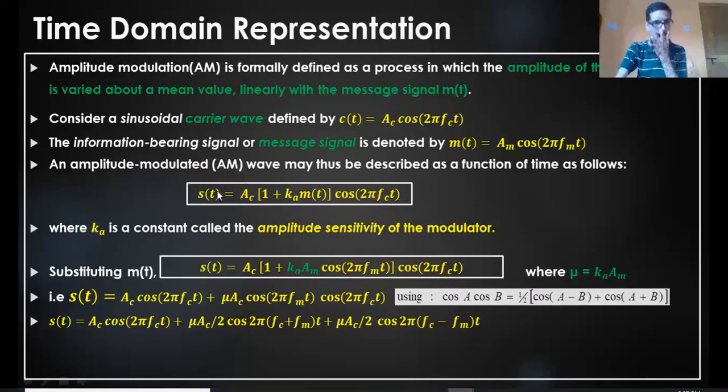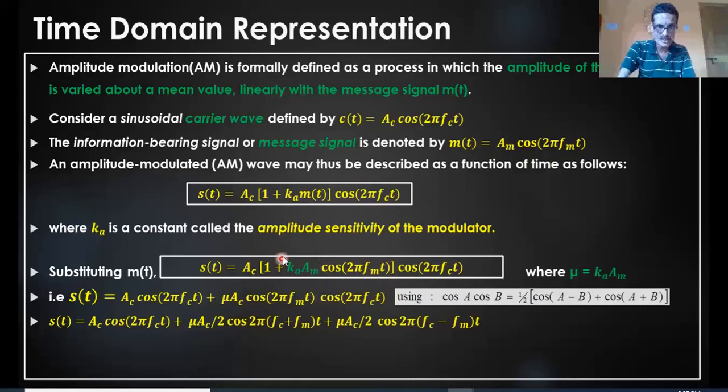Now, in this standard equation of the AM signal, in the place of m of t, I will substitute this particular component. That is, m of t equal to Am cos 2 pi fm t is substituted over here. So what I'll get is this particular equation, where I replaced m of t by Am cos 2 pi fm t.